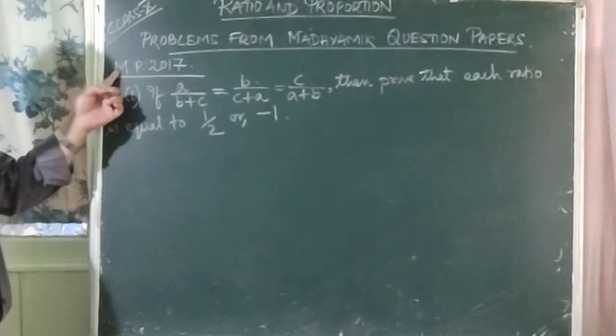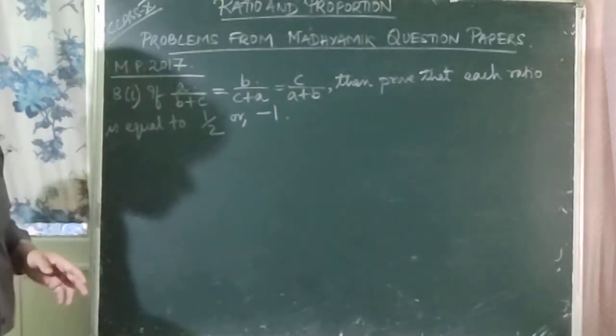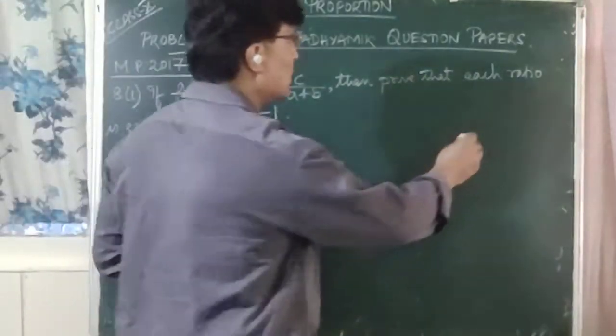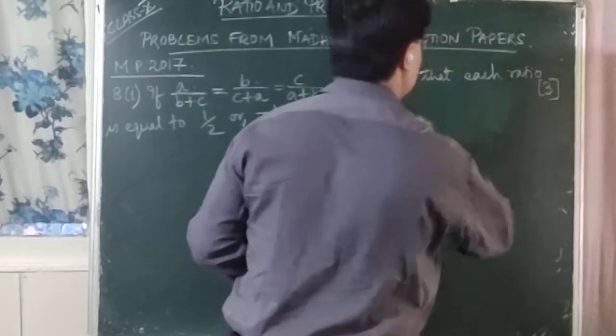So this is from Madhyamik Pariksha 2017. Question number 8.1. It carries 3 marks, right?